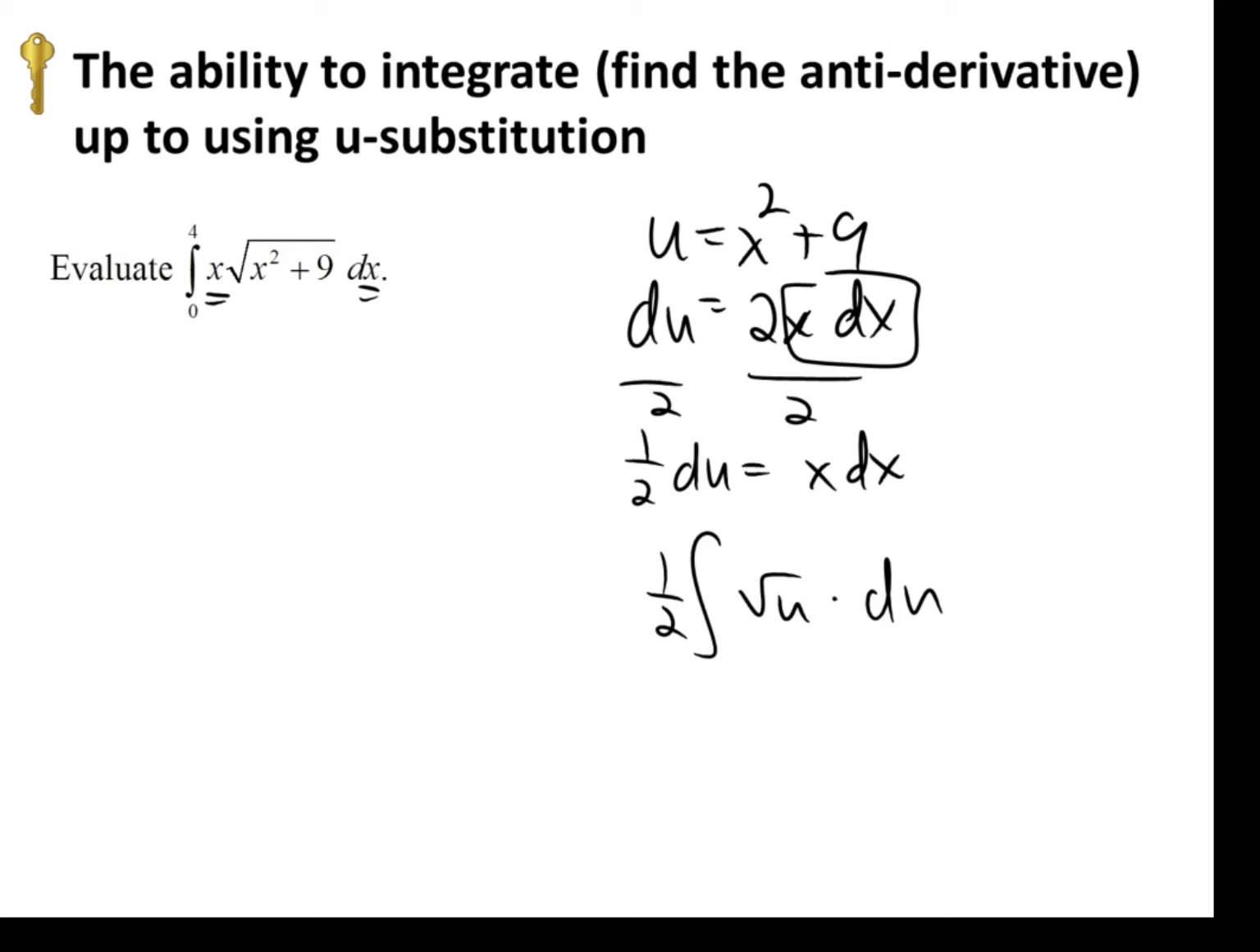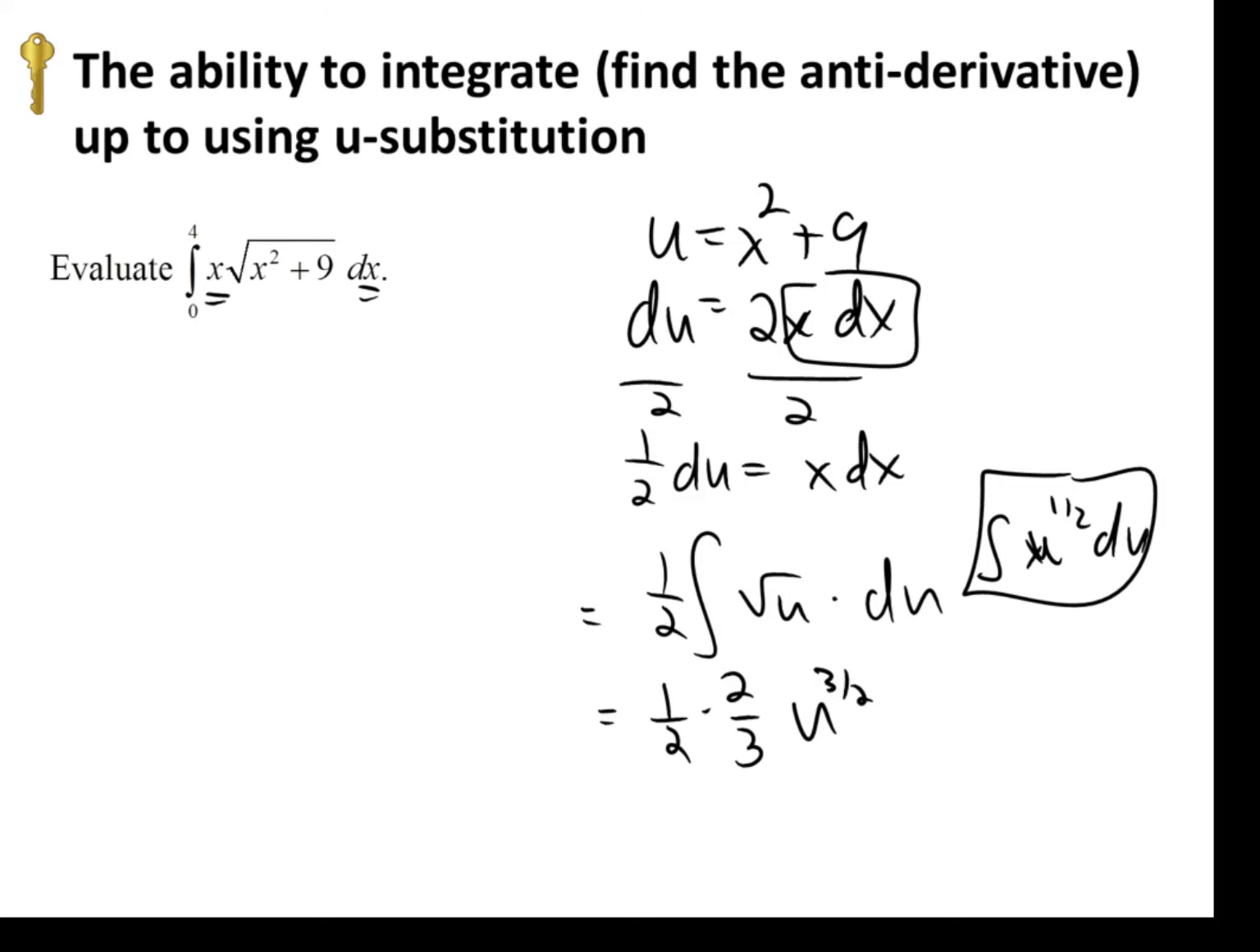Let's do this without the limit switch, although limit switch is nice and easy with this one. Without the limit switch, just perform the antiderivative, find the indefinite, and then plug back in. So what is the integral of u to the half? You raise it to the 3/2, and then divide by that 3/2. It is 2/3 u to the 3/2.